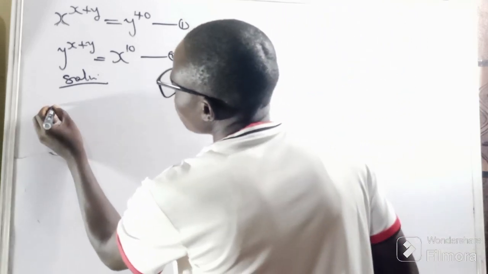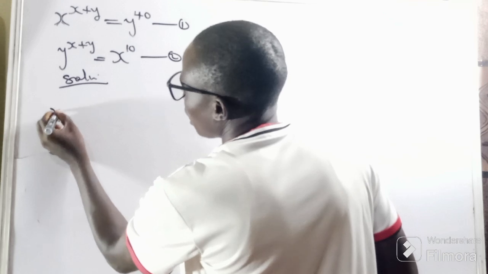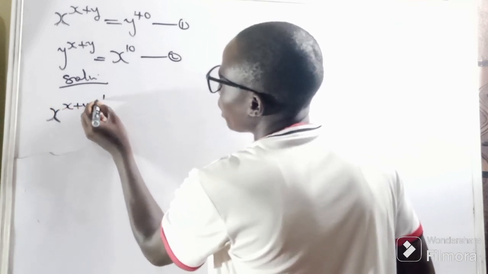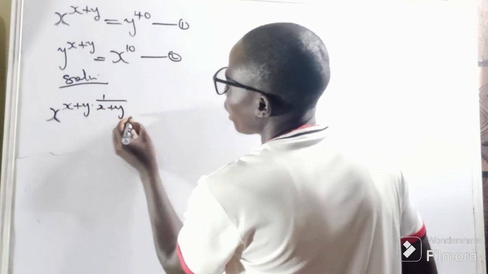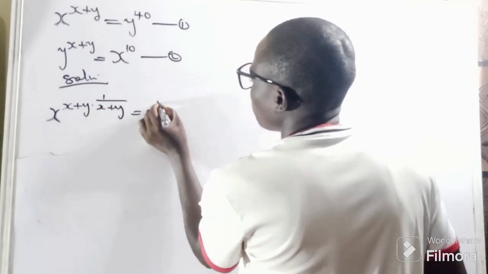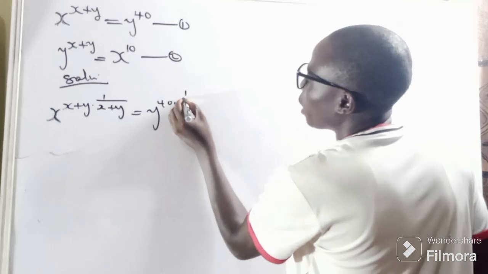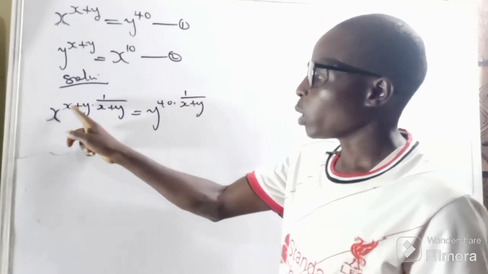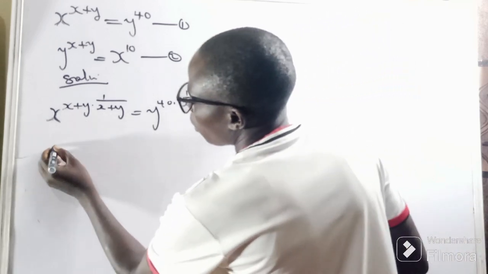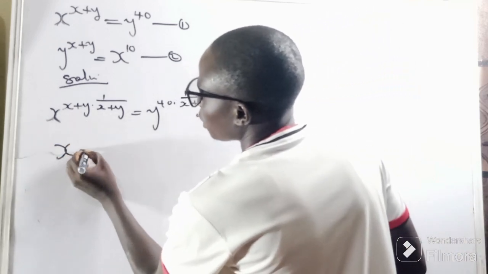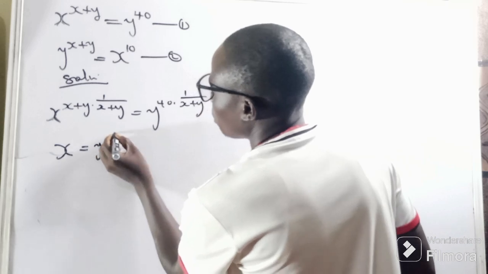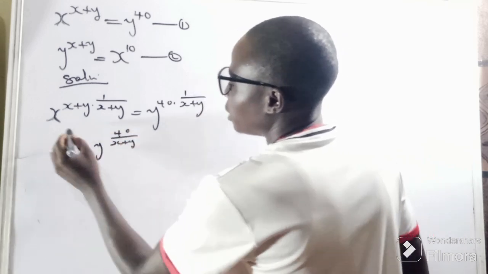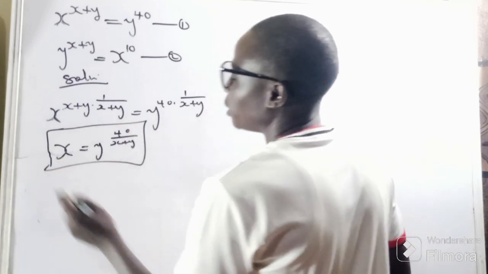So that means I'm going to have x to the power of x plus y into 1 divided by x plus y is equal to y to the power of 40 into 1 divided by x plus y, and automatically this x plus y will take care of this. That means I'm going to have x is equal to y to the power of 40 divided by x plus y, and this is a very important equation.